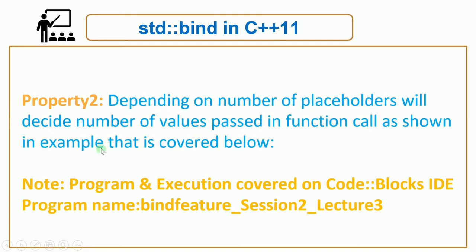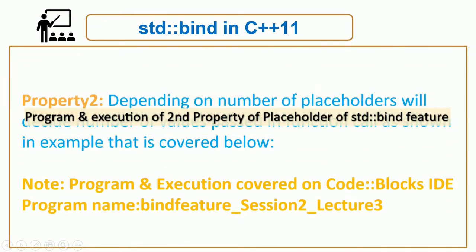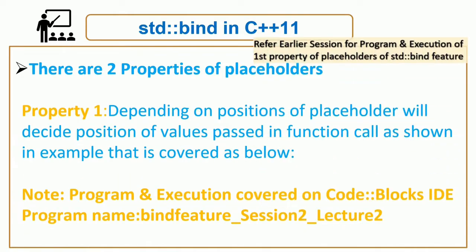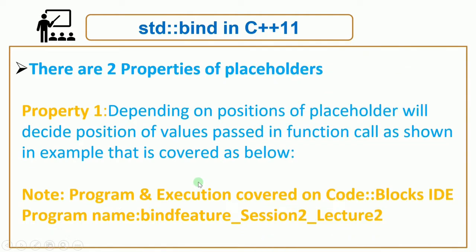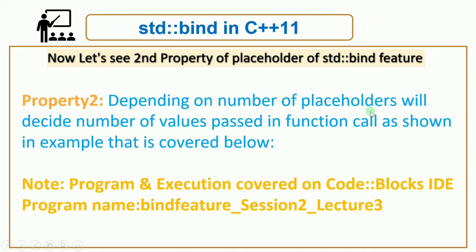So let's see the second property of the placeholders. We have already seen the first property, that depending on the positions of the placeholders will decide the position of the value passed in the function call, and we have also seen the program executed on the IDE. Now let's see the second property, that is depending upon the number of the placeholders will decide the number of the values which are passed in the function call.